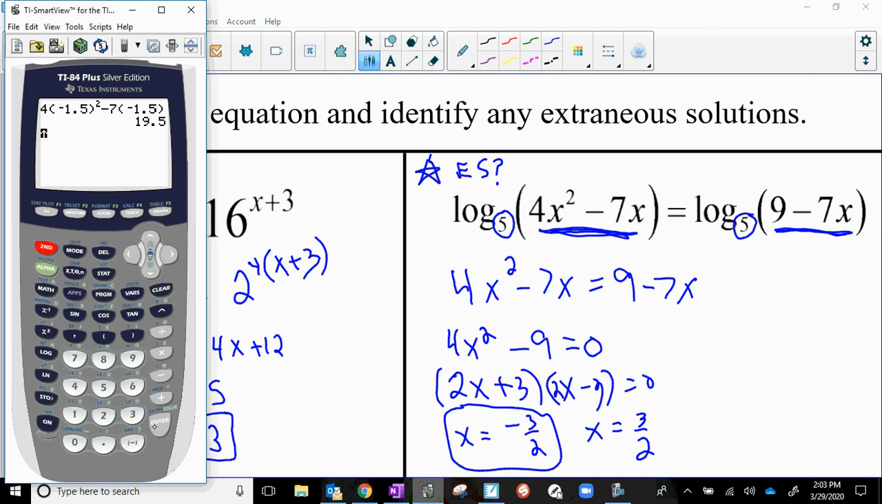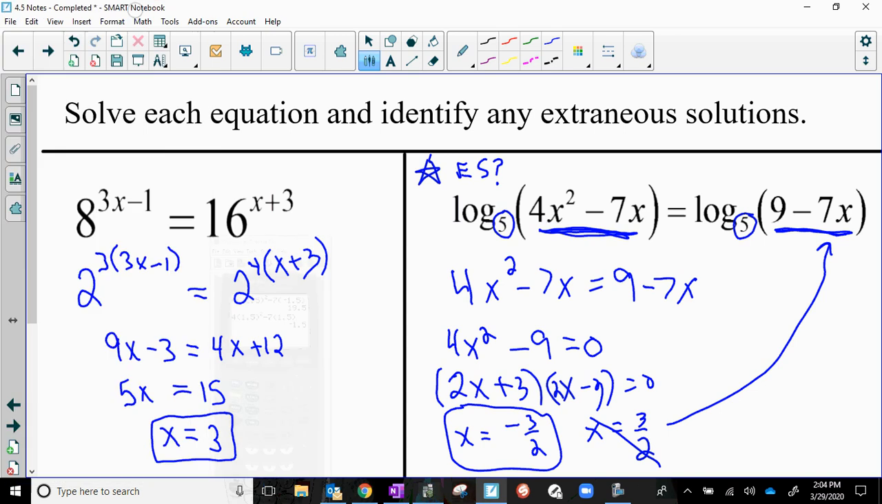Then I'm going to check positive 1.5. That's negative. This is extraneous right here. Now, I could have checked it by hand and said, okay, we're multiplying by 1.5, and 7 times 1.5 is what? 10.5? 9 minus 10.5 is a negative. So you don't have to use the calculator. If you can see the numbers in your head, that's fine.